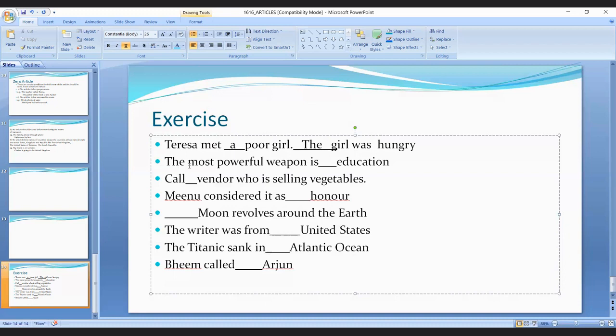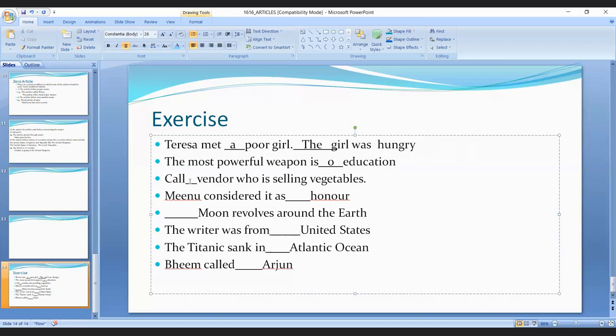Next, taking the second sentence: The most powerful weapon is dash education. You have to look at this noun, education. This noun is an uncountable noun. So, taking the conditions from the type of zero article, there should be no article. There should be the condition of zero article before an uncountable noun. So here, before this uncountable noun, education, there should be zero article.